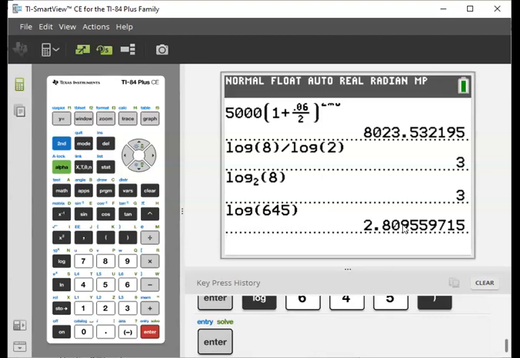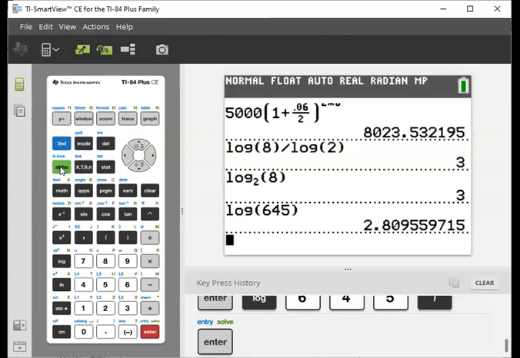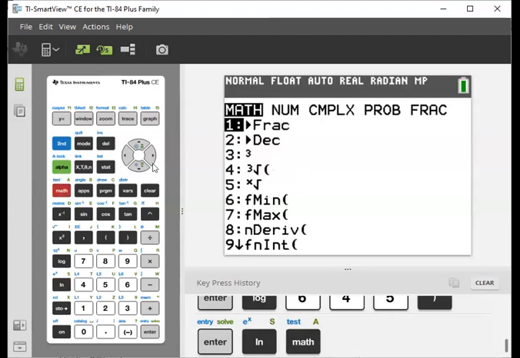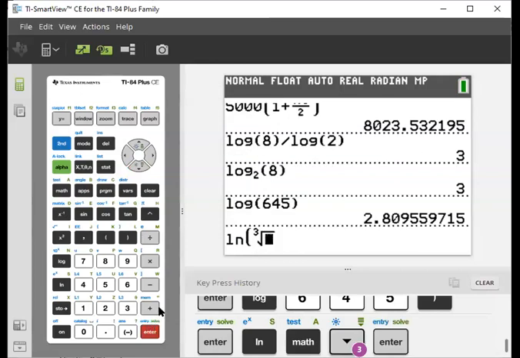The next one says the natural log of the cube root of e. Well, that is also on that main row. So I could do LN. And then to get the cube root, I can hit math and go down to 4 and hit enter. And this time we've got an e to the x above ln.